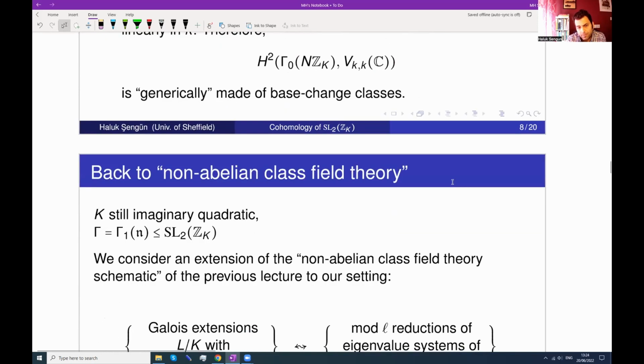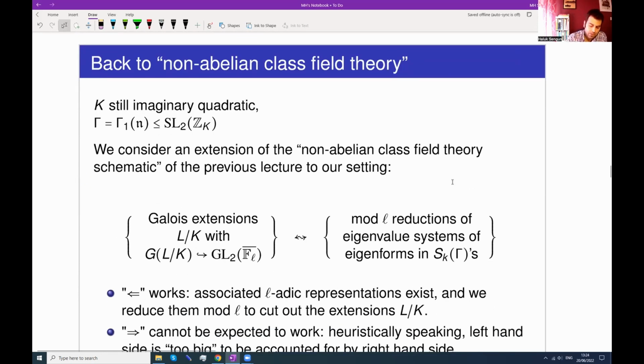Now, I'm going to go back to something we discussed last Friday. This whole business of the relationship with Galois extensions of number fields, so a certain type of non-abelian class field theory approach to Langlands functoriality.